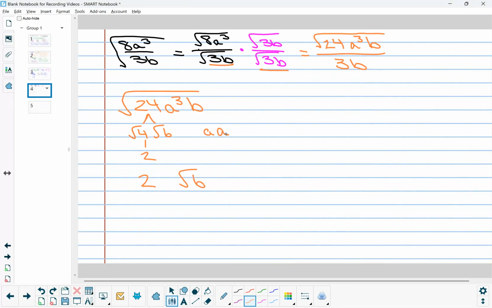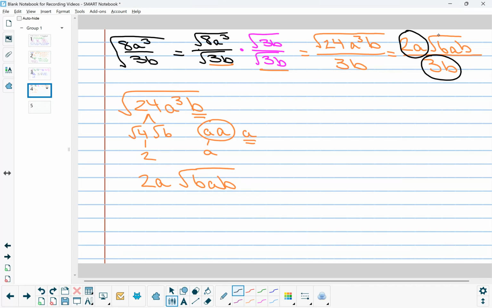And then I have 2 a's will come out as 1, so that'll be there. This guy will stay inside, and this b can't come out. Okay, so I'm going to get a 2a on the outside and a 6ab on the inside. So this is going to look like 2a rad 6ab all over 3b. Okay, so now remember, I can only cancel stuff that's not under the radical, right? So do these have anything in common? No, they do not. So this entire thing up here would be my answer.